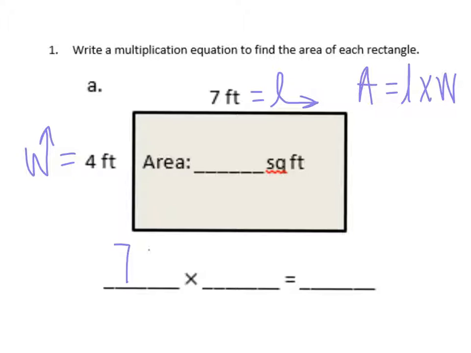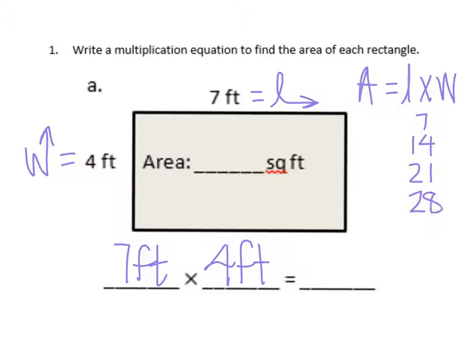So the length is 7 feet. The width is 4 feet. 7 times 4. I'm going to write my 7s down. So 7, 14, 21, and 28. So that means that the area is 28 square feet. Remember, you can write SQ for square.